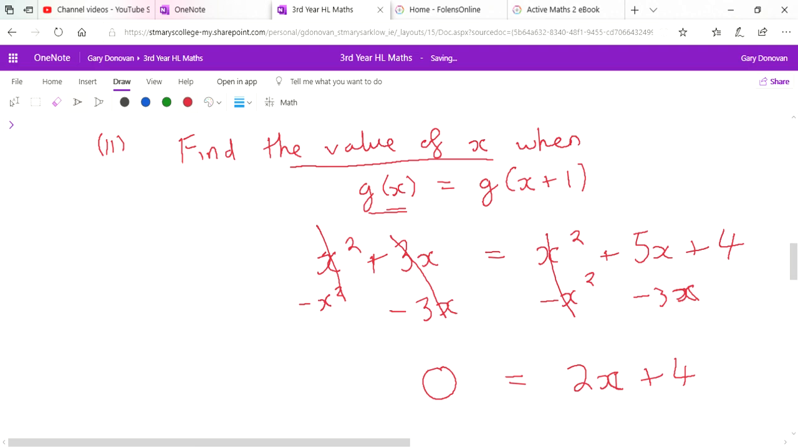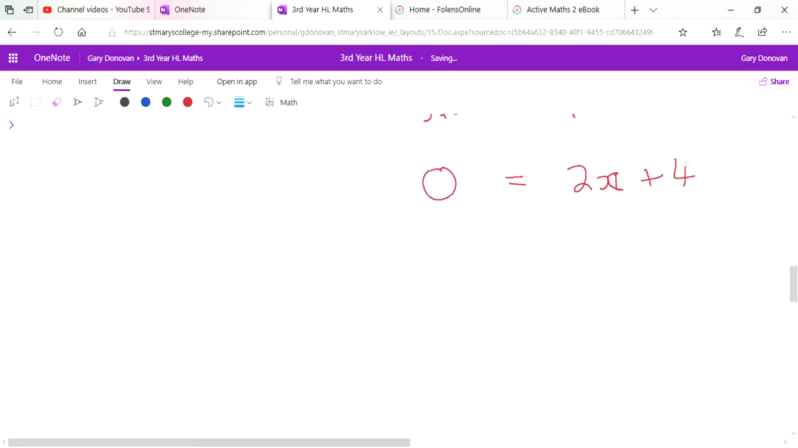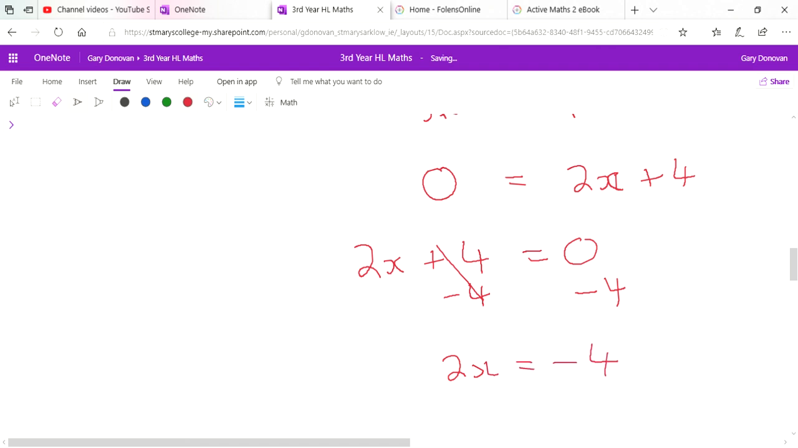Now we have the 0 on the left hand side, but we can just rearrange that to put 2x plus 4 equals 0. And we want to solve for x because they asked us to find the value of x. So we take away 4 from both sides. 2x equals minus 4. Divide both sides by 2. x equals minus 2. And there's your answer.